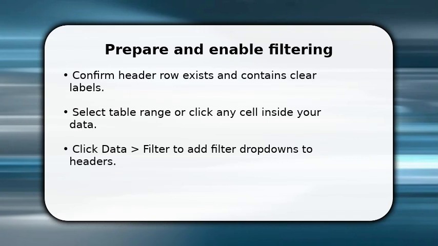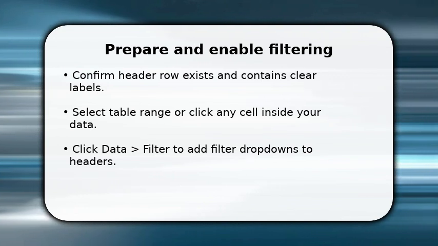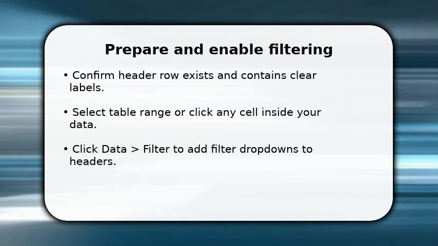You already have headers and data. Start by selecting any cell inside the table. Once selected, click the Data tab and enable Filter so drop-down arrows appear on each header. You do this because filters operate on header metadata, not arbitrary cells.